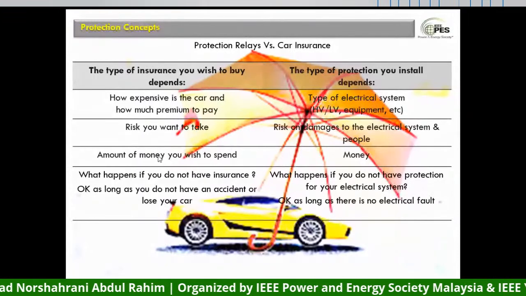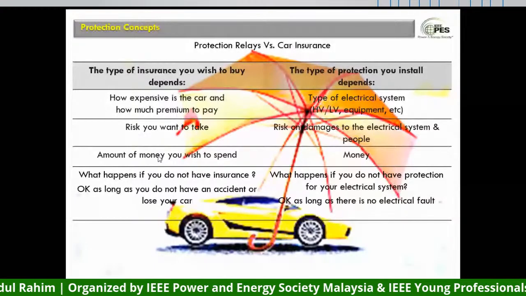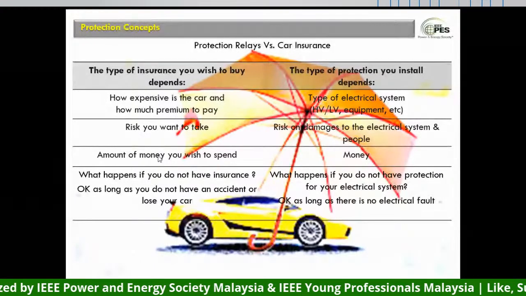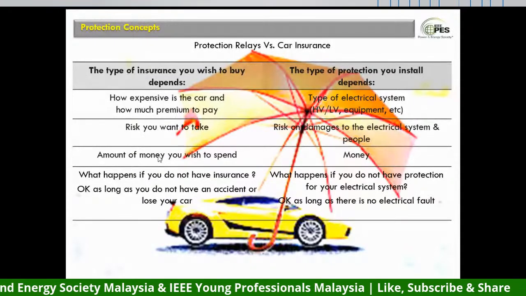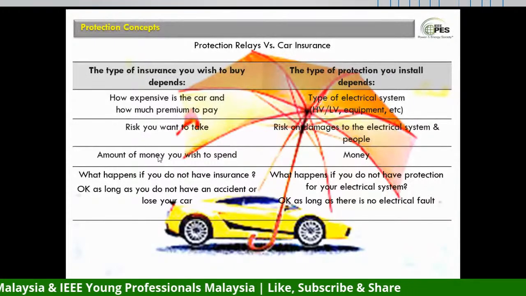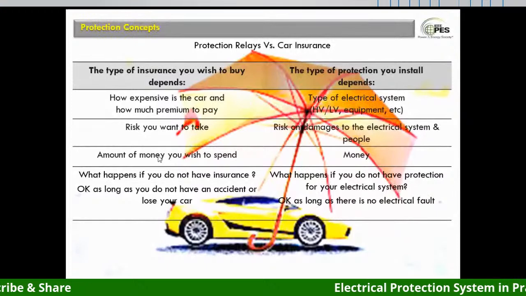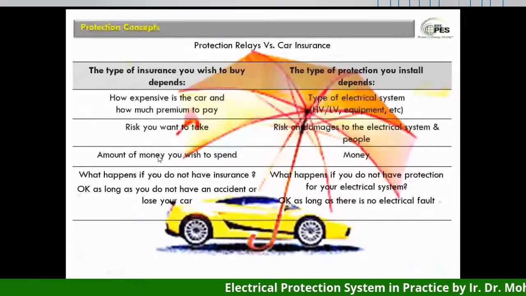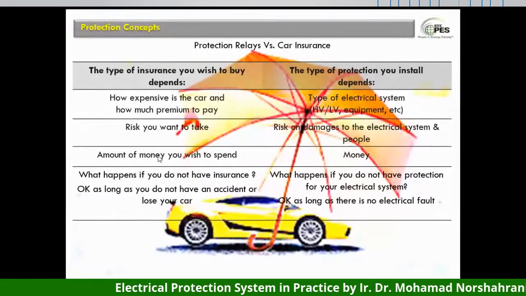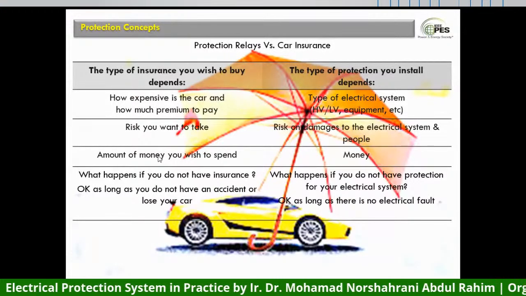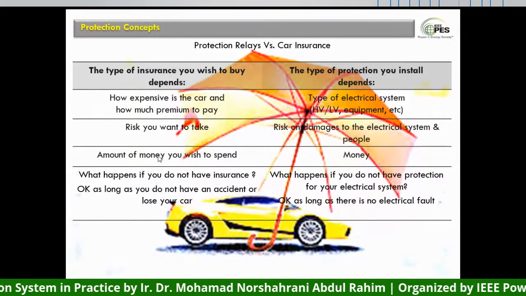For example, in a small office or school, let's say one equipment is damaged due to a fault, we can just close the office and it's not that critical. But if we think that the school or office is critical, then we need to provide a better electrical system.